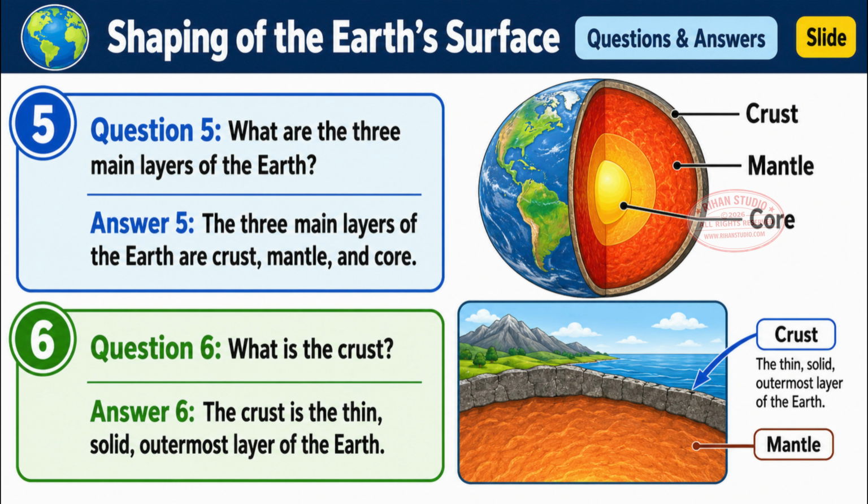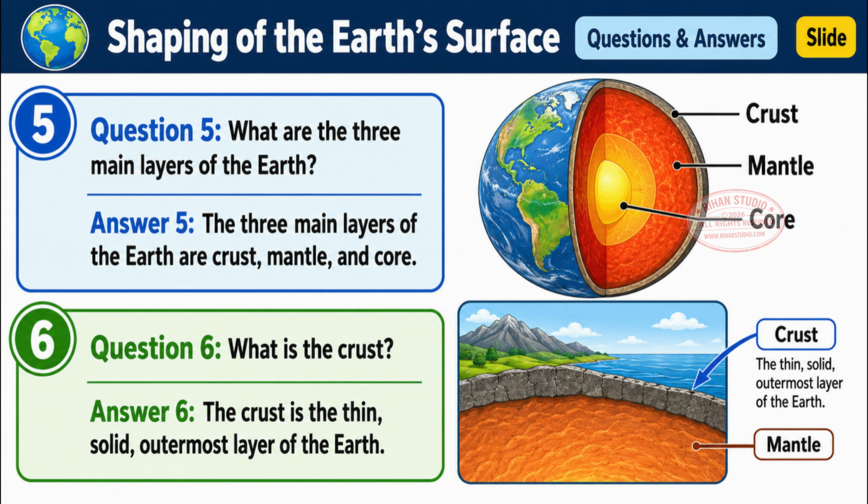Question 5. What are the three main layers of the Earth? Answer 5. The three main layers of the Earth are crust, mantle, and core. Question 6. What is the crust? Answer 6. The crust is the thin, solid outermost layer of the Earth.